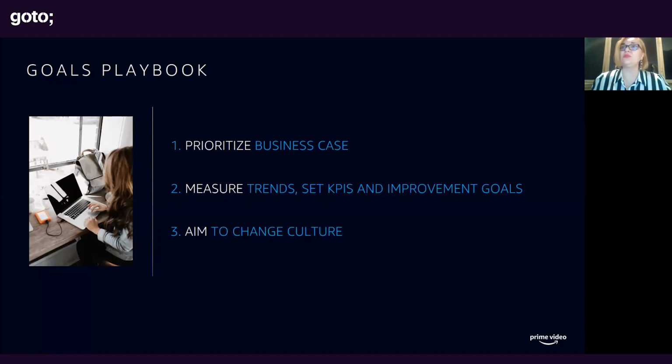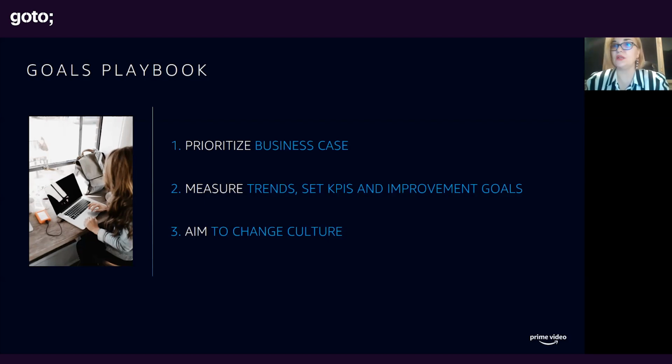The second thing that you want to do is measure the trends, set key performance indicators, set your improvement goals, because you want to approach chaos and resilience engineering as a business, as any other business that you will run. And what do we do? We measure the health and performance of a business or a function, right? So this is the second piece that you're going to do. Collect data and figure out a set of goals that you want to drive.